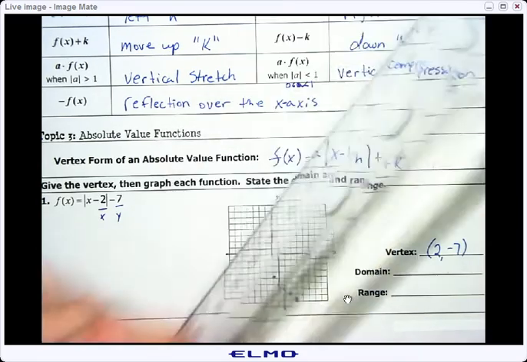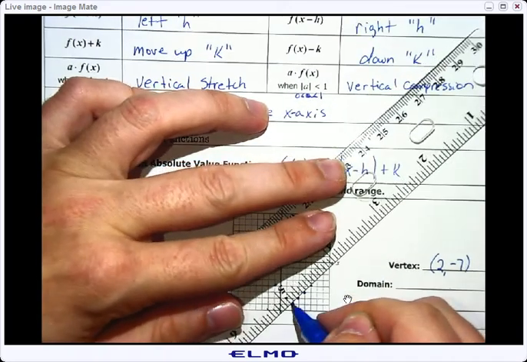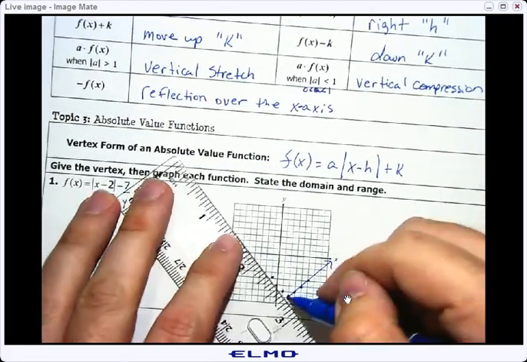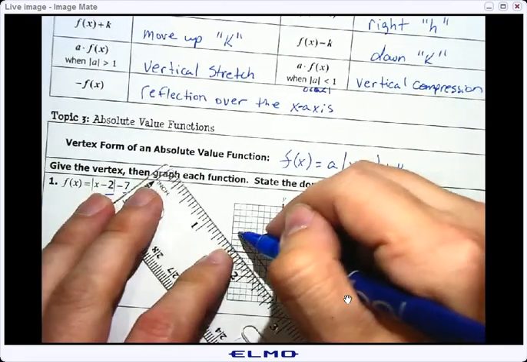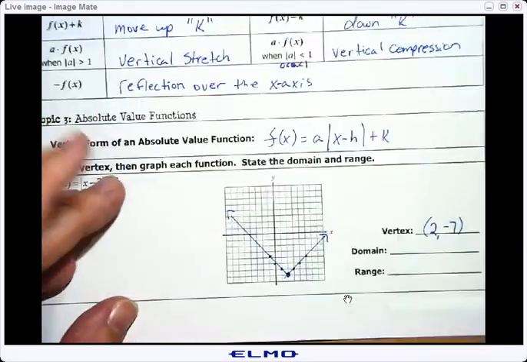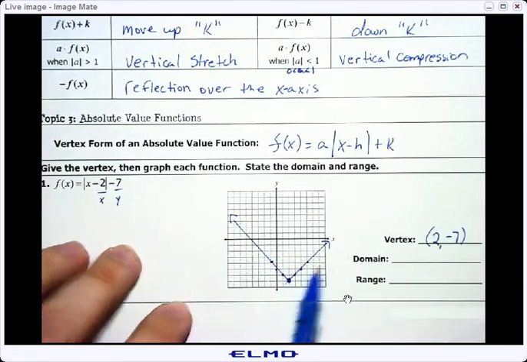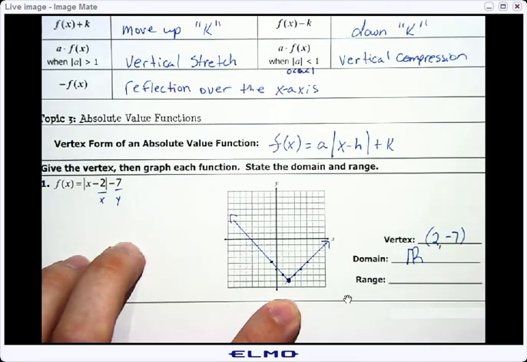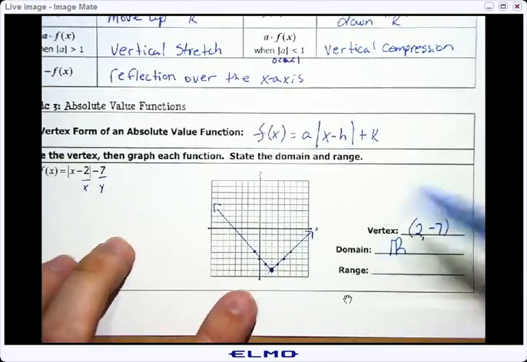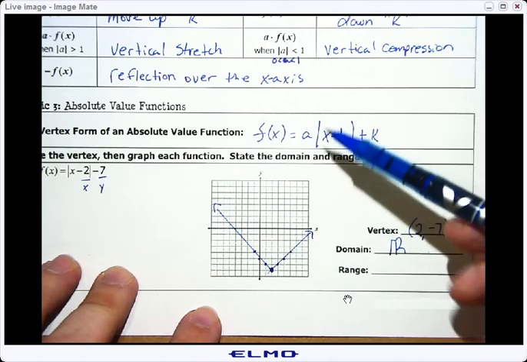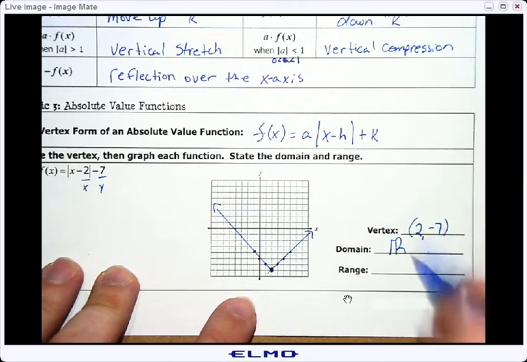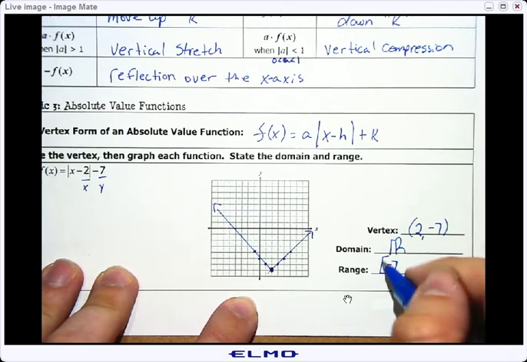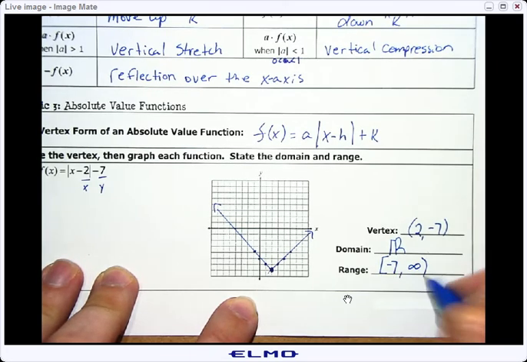All right, take and graph the line. Your domain is basically how far left and how far right. For an absolute value function, your domain is always all real numbers. Your range is how far up and how far down. The lowest this graph will ever go is -7. Since it's included, you'd have a bracket, and then it continues on to positive infinity.